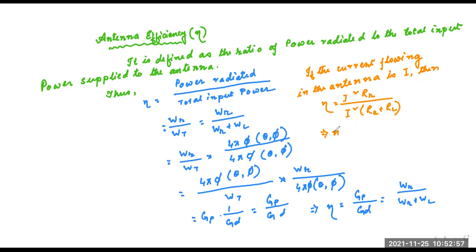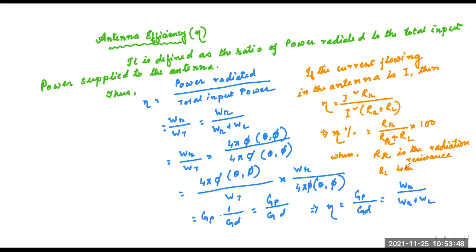So the efficiency eta percentage equals RR, small r, by RR plus RL into 100, where RR, small r, is the radiation resistance, and RL is the ohmic loss resistance of antenna conductor.